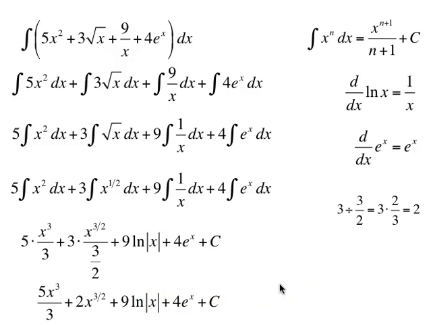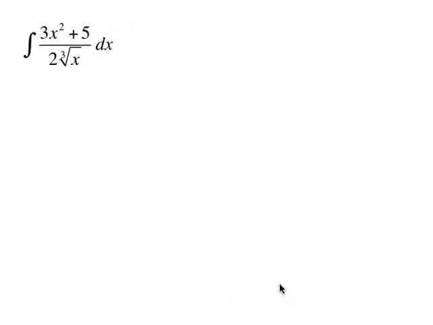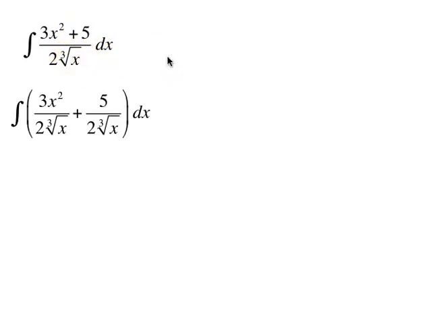Our next example is the integral of 3x squared plus 5 over 2 times the cube root of x. We have a single denominator here. We can break this up into the integral of this over this plus integral of this over this. And then we have to recognize that the cube root of x is x to the 1/3 power.